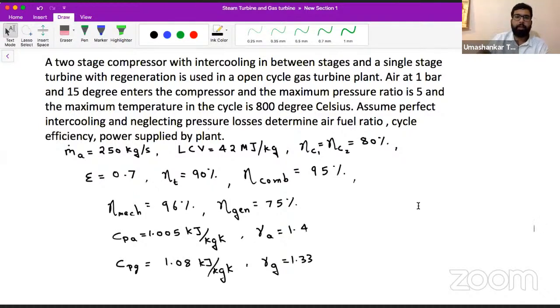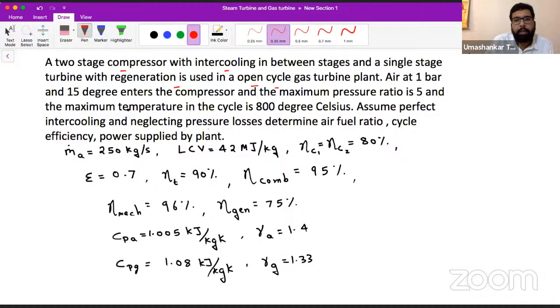So let us begin. Let me solve this question. What is the data given in the question? Please observe. A two-stage compressor with intercooling between stages, and a single turbine with regeneration, is used in an open cycle gas turbine. As I said, this CPA, CPG thing happens mostly in open cycle gas turbines.